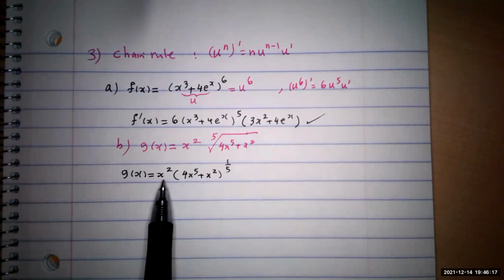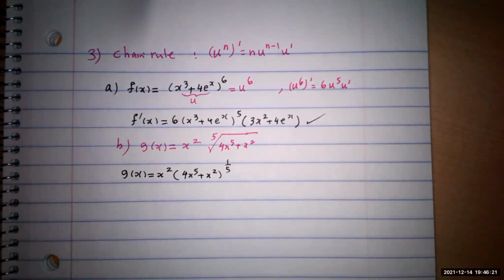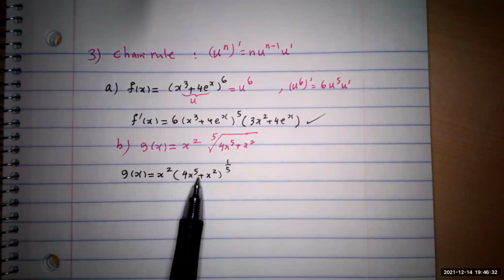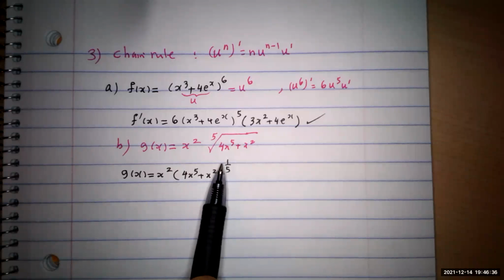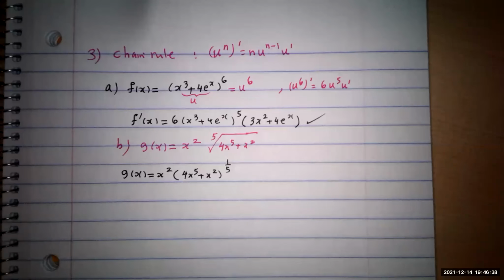Now you have a product of two functions, so you apply the product rule: derivative of the first times second plus derivative of the second times first. Derivative of the first is easy, 2x. But the second is a u function, u to the 1/5, so you have to apply the chain rule. So it's a multiplication and the chain. Okay, and that's it.